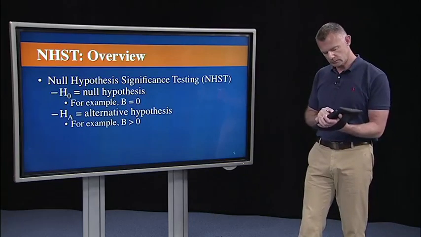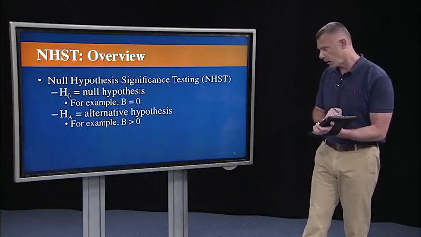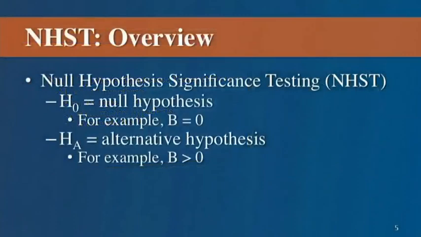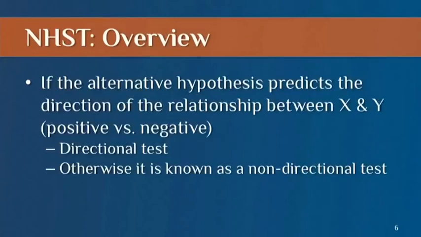We could do this in regression as well. So here, the null hypothesis is that the regression coefficient, the slope between x and y, is 0, and the alternative is that it's positive. Our hypothesis is we're predicting a positive relationship. If the alternative hypothesis predicts the direction of the relationship in a correlation or regression analysis, as I just showed you there, then those are known as directional tests.